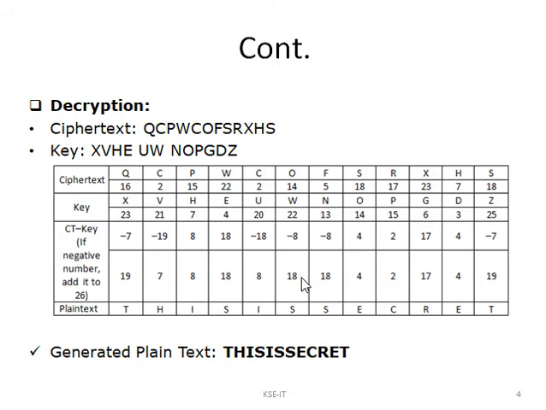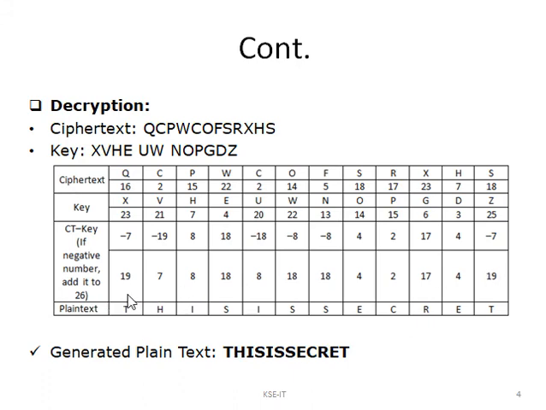Minus 8 plus 26, 18. Minus 8 plus 26, 18. 4 is not a negative number, so write it down as it is. 2, 17, 4, all are positive numbers, so write them down as they are. Minus 7 is less than 0, so add 26 to minus 7, so you will get 19. After this, you have to write down the equivalent character for all these numeric values.